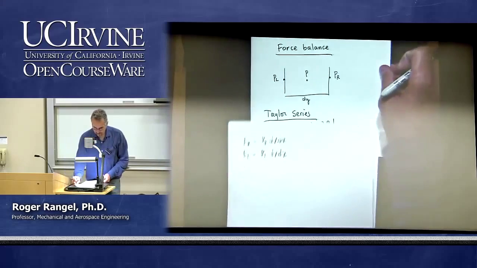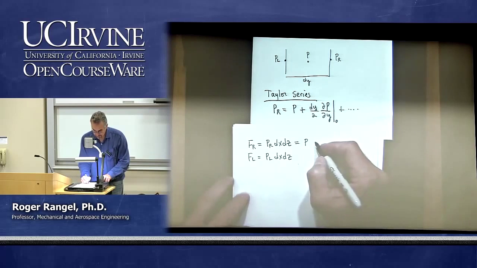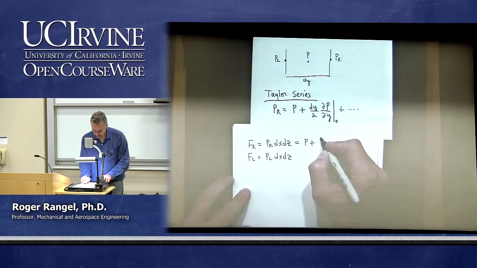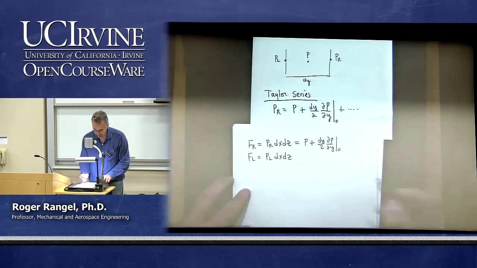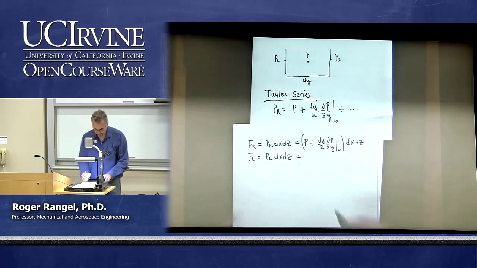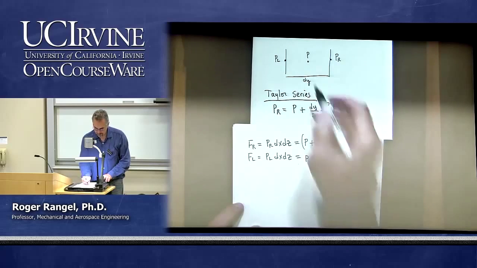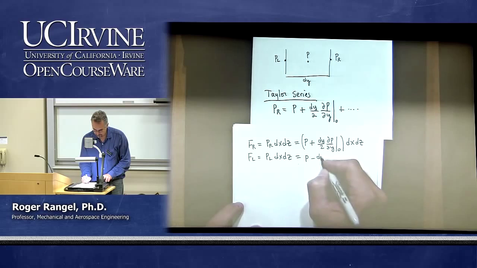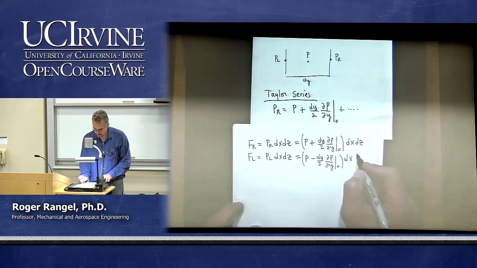And so now if I go ahead and use my Taylor series, then I know that this is P plus dy over 2 dp dy at the center times dx dz. And then the force on the left is really a similar Taylor series, but now I'm moving to the left, so the dy over 2 is negative, so P minus dy over 2 dp dy at the center, same area, dx dz.